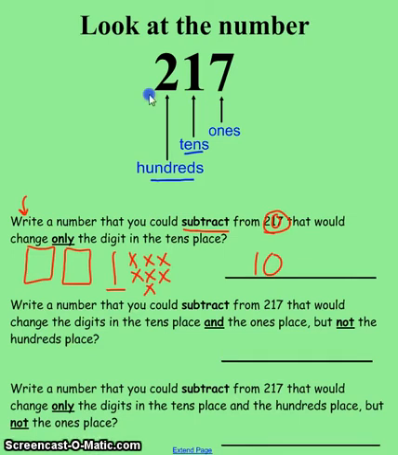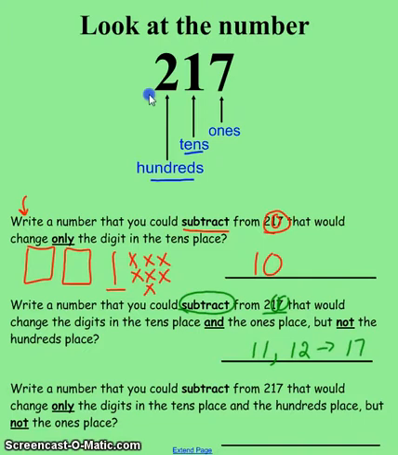The second question says, write a number that you could subtract from 217 that would change the digit in the tens place and the ones place, but not the hundreds place. So we will obviously not subtract any hundreds, but we can take away one of the tens and one of the ones, or we can take away 110 and 2 ones to make the number 12, all the way to subtracting 110 and 7 ones, which would be 17.